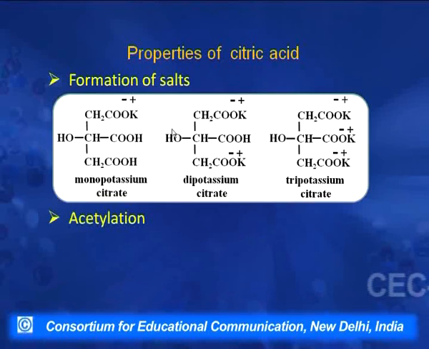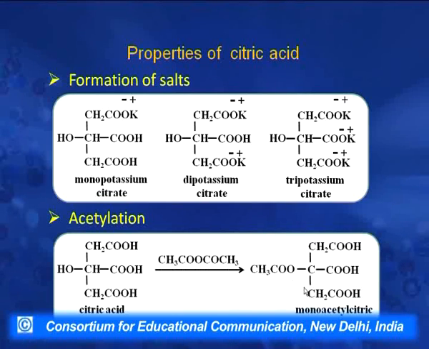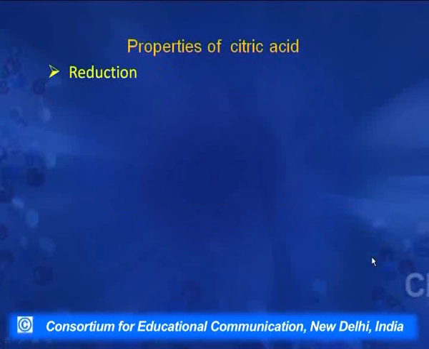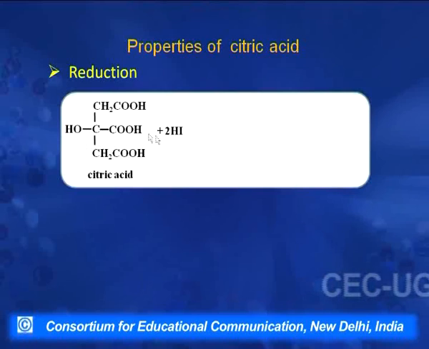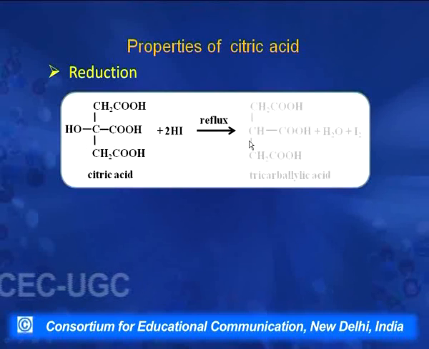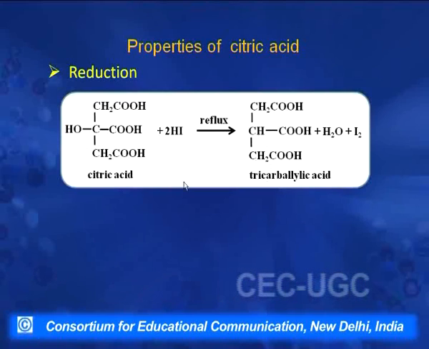There is one hydroxyl group, it can be acetylated on treatment with acetic anhydride, we get the corresponding acetyl substituted citric acid. Then citric acid can be reduced also. This OH group is reduced on treatment with HI and we get a tricarboxylic acid, where this OH is replaced by H.